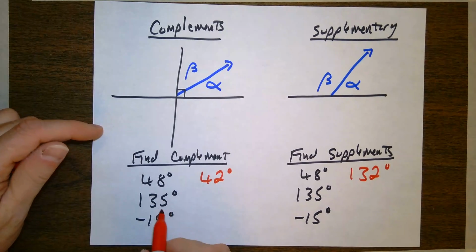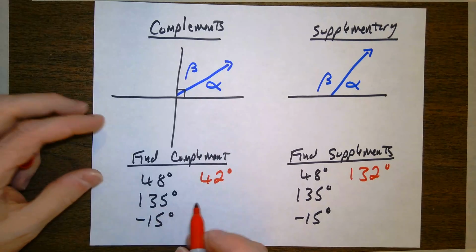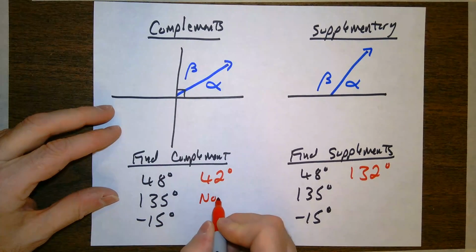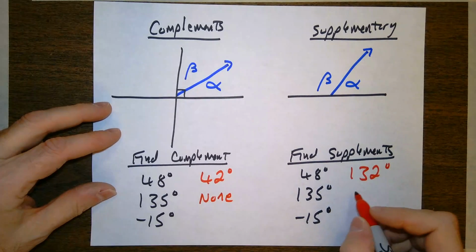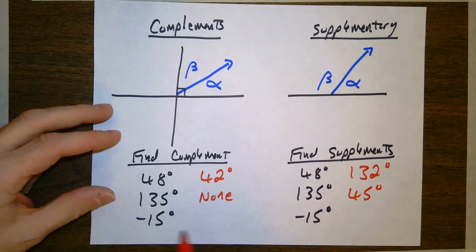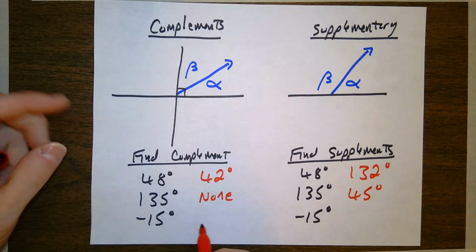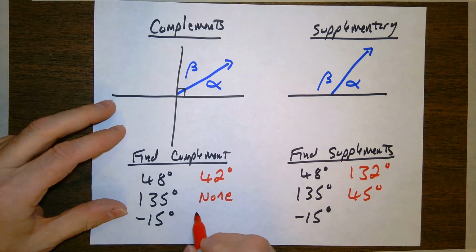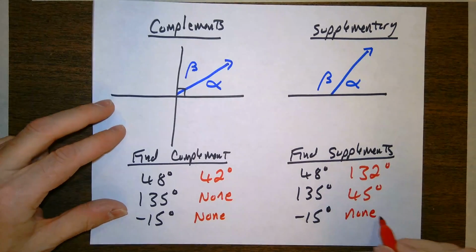And I know a lot of you are thinking, oh, how about negative 45? It's a good idea, but no, it doesn't work. Since this is more than 90 degrees, there is none. It has no complement. The supplement would be 45 degrees. How about negative 15? Well, again, the complement, you might be thinking maybe 105, because if I add the numbers 105 and negative 15, I get 90. But it's a negative angle, so it has no complement, and for the same reason, it has no supplement either.